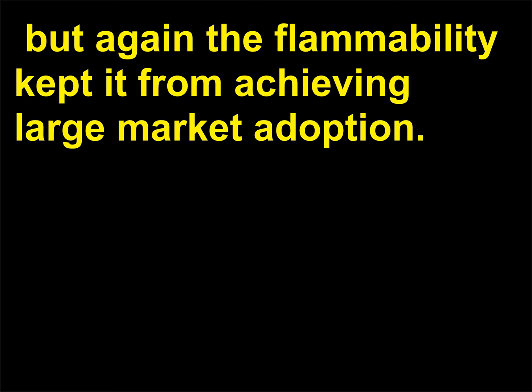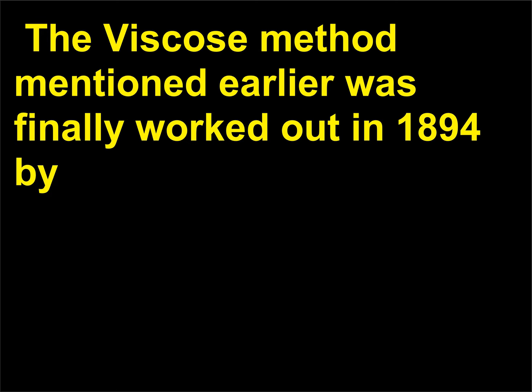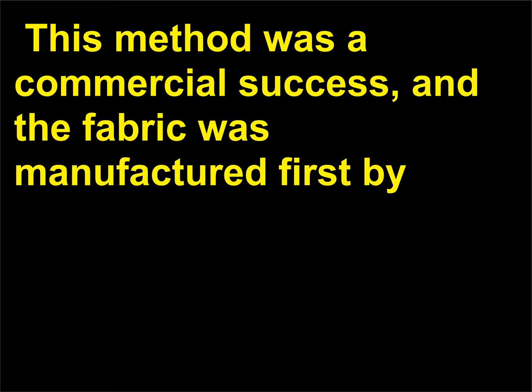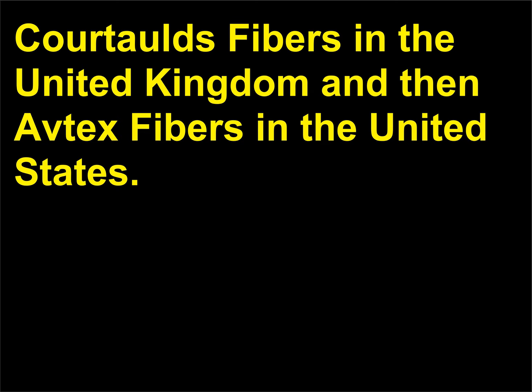The viscose method mentioned earlier was finally worked out in 1894 by English chemists Charles Frederick Cross, Edward John Bevan, and Clayton Beadle. This method was a commercial success, and the fabric was manufactured first by Courtaulds Fibres in the United Kingdom and then Avtex Fibers in the United States.